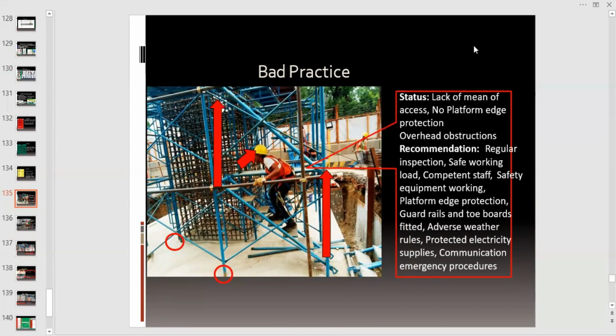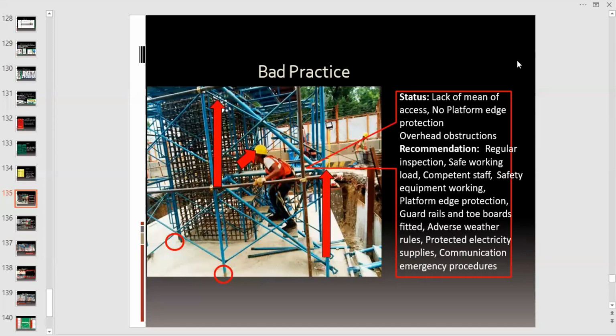Dear friends and colleagues, after discussing in detail the scaffolding safety, now I'm going to tell you the bad practices, how you can identify the failures or the lapses. Here you can see the different arrows and circles. The status is lack of means of access, no platform edge protection. There are overhead obstructions. What will you recommend here? I will recommend regular inspection, safe working load, competent staff, safety equipment working, platform edge protection, guardrails and toe boards fitted, adverse weather rules, protected electricity supplies, communication and emergency procedure.